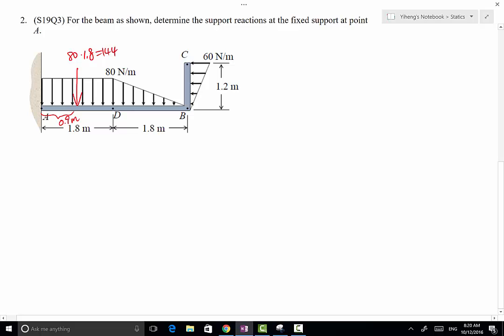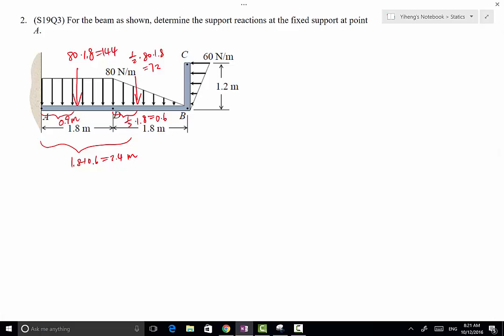For the second region, we have a linear distributed load. It varies from 80 Newton per meter at point D to 0 at point B. Because the shape looks like a triangle, the concentrated force is right here at the central location of the triangle, which is 1/3 of 1.8 meter from point D, which is 0.6 meter from point D. In other words, 1.8 plus 0.6 meter, which is 2.4 meter from point A. And the magnitude is 1/2 times 80 times 1.8, which is 72 Newton. It's basically calculating the area of the triangle.